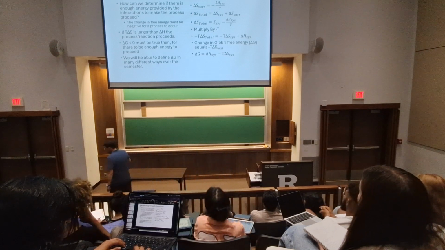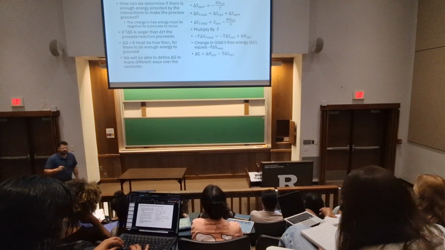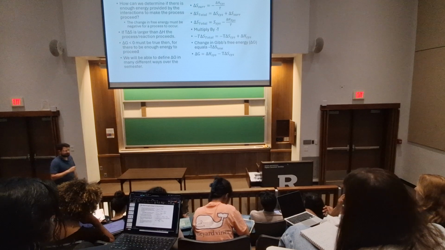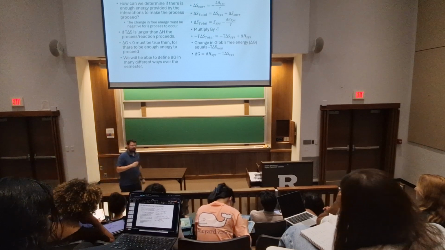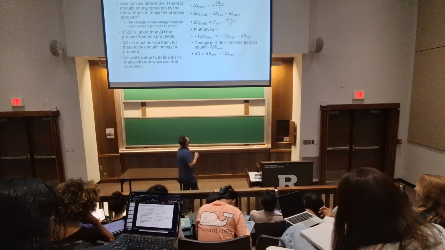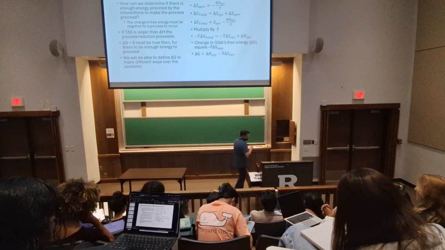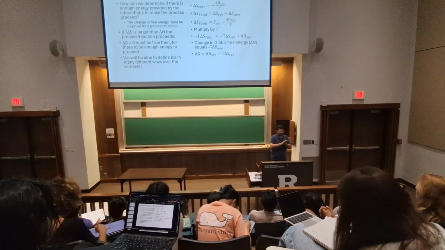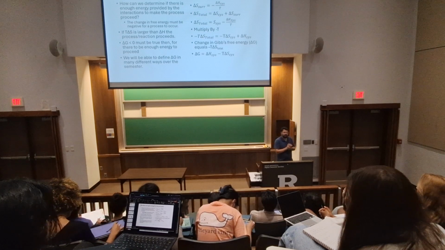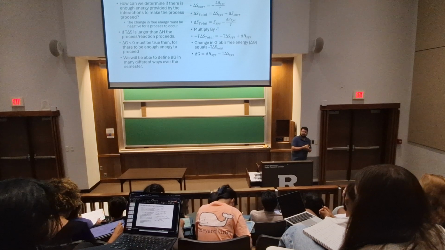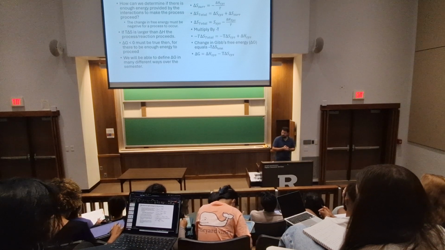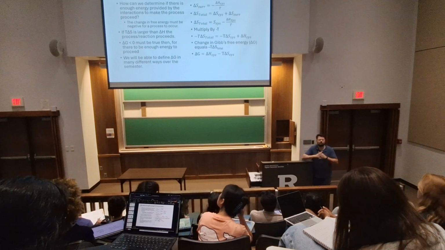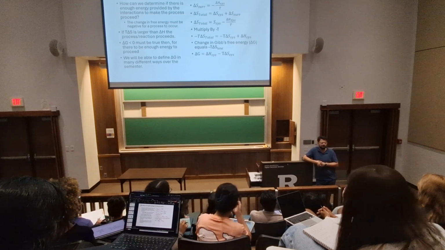Okay? So what does this mean? Well, for any process to proceed, delta G must be negative. Why? What could you tell me about either enthalpy or entropy if delta G is less than zero?